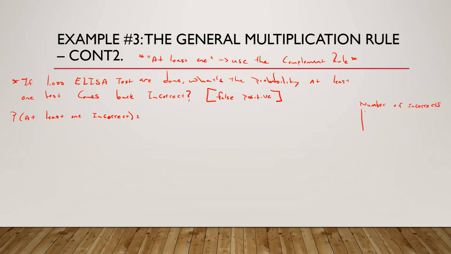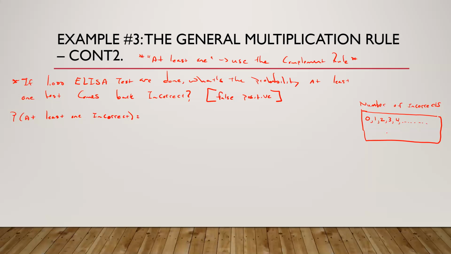So this is, yep, that is correct, Melissa. So look, if 1,000 people take the test, you could have 0 come back incorrect. You could have 1 come back incorrect. You could have 2 tests in the 1,000 come back incorrect. You could have 3, you could have 4.